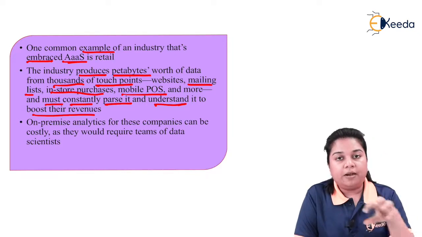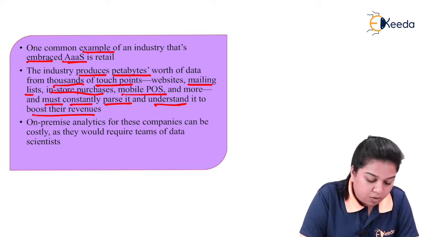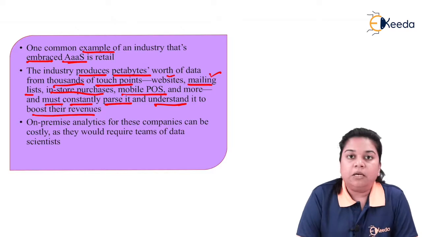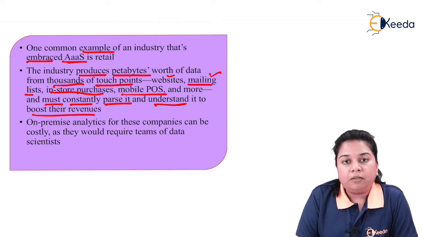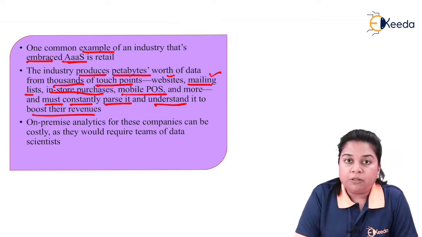That means there are various things. When you go into a retail industry, you have several things, like you can order from a website, then you have that mailing list. That means whenever I order anything from any of the e-commerce websites or any of the retail fashion stores, I get an email registered with them.